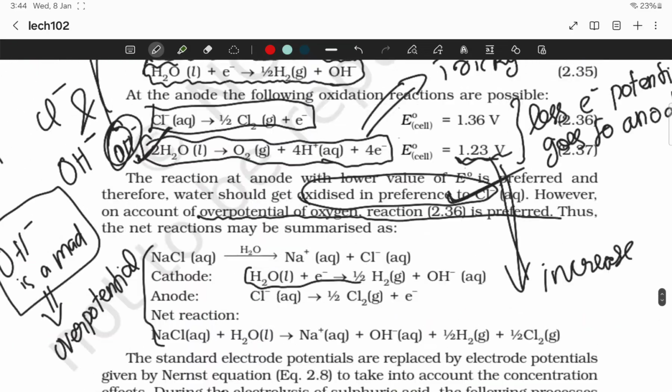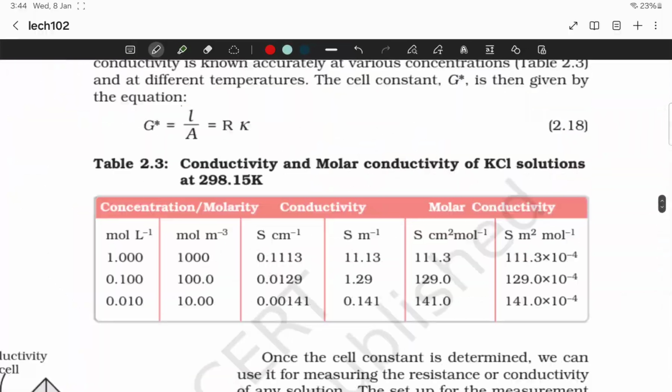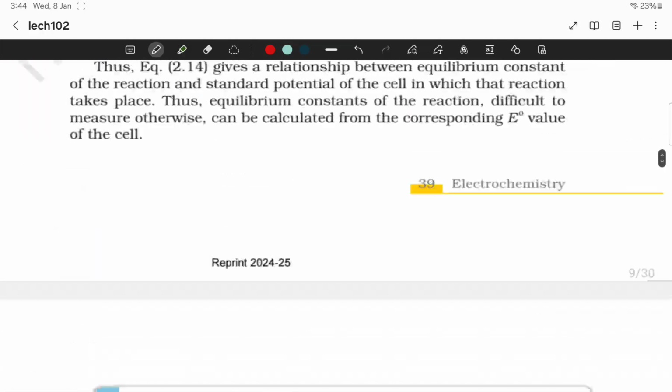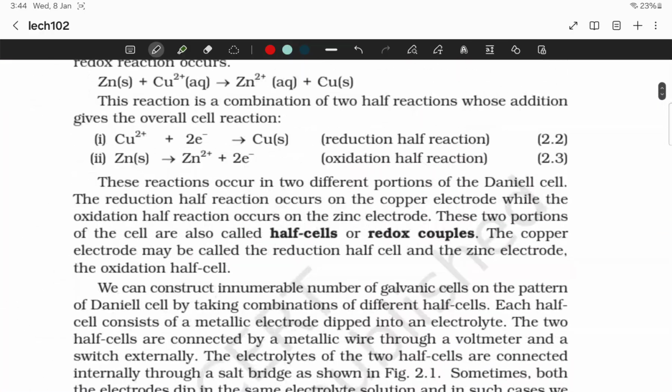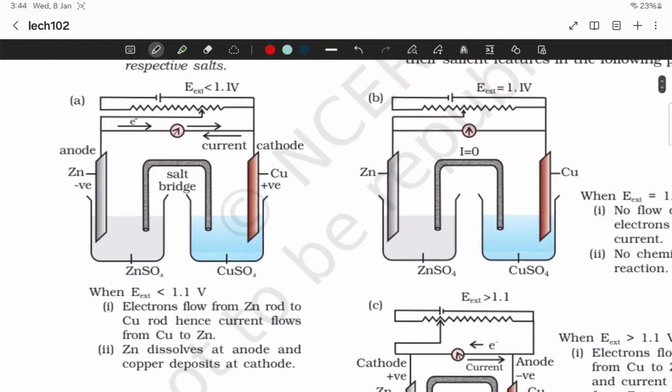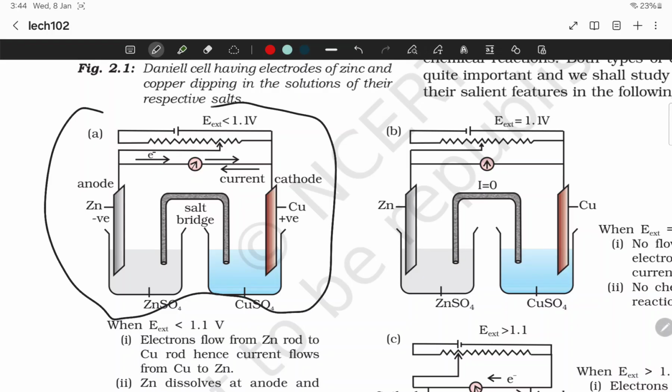That same thing is given here somewhere in the first page. Yeah, look at this. Here we have our galvanic cell. Here current is passed from the cathode to anode. This acts as what? A galvanic cell.